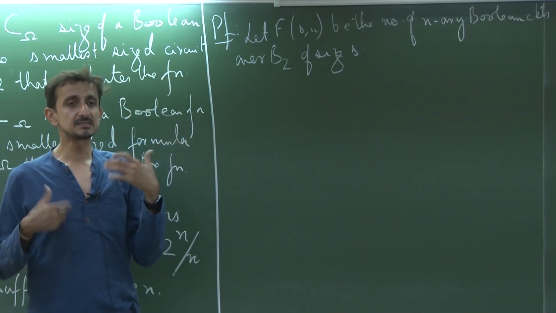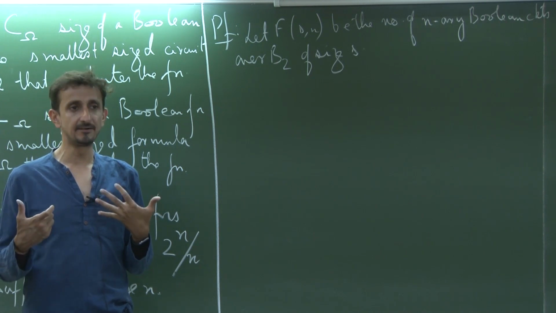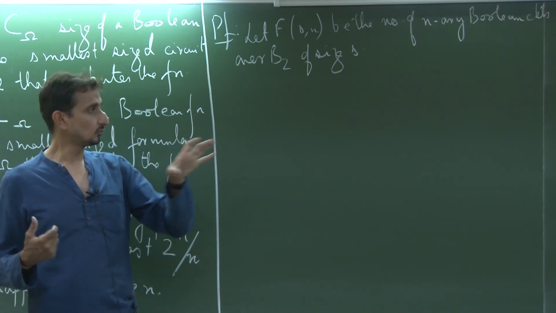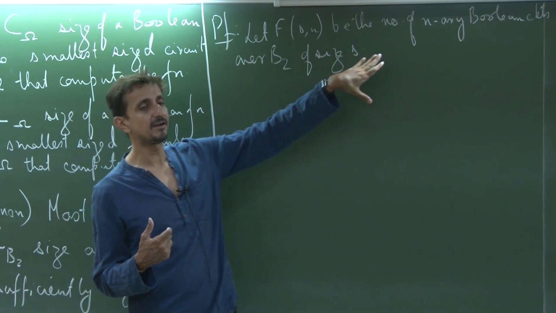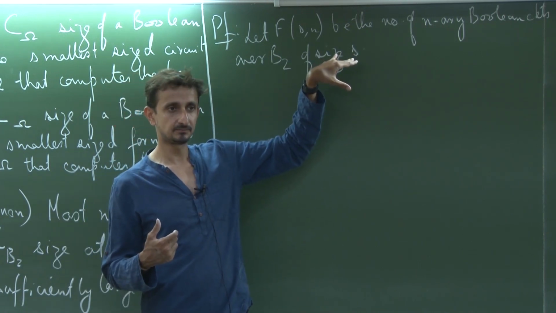Now, it is a circuit, which means it is a directed acyclic graph. So, totally how many nodes are there in the directed acyclic graph?